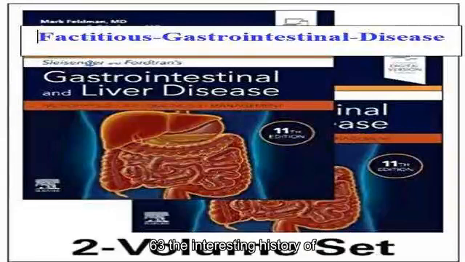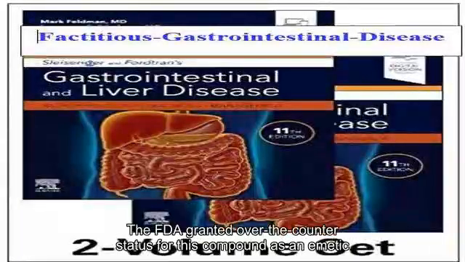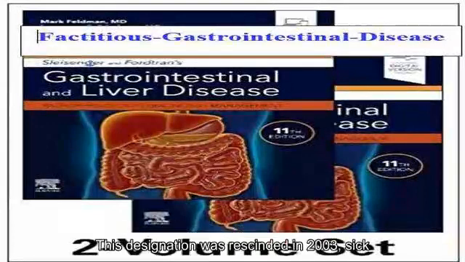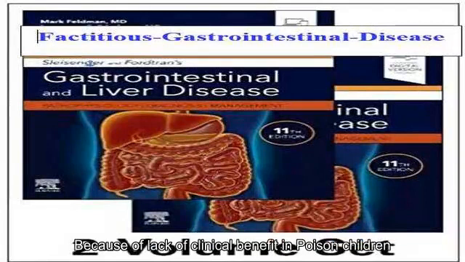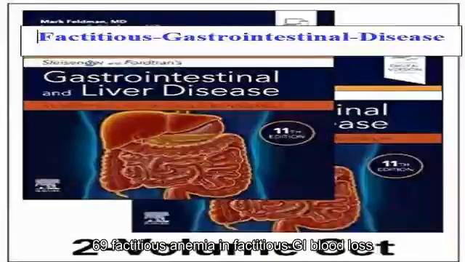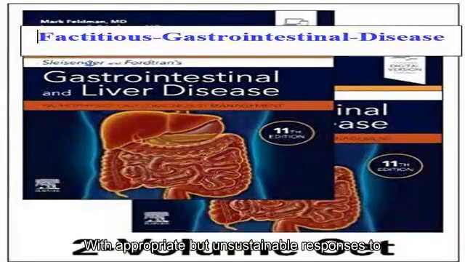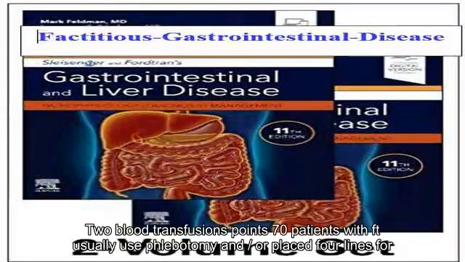63 The interesting history of syrup of ipecac has been reviewed. 67 In 1965, the FDA granted over-the-counter status for this compound as an emetic. This designation was rescinded in 2003, 68 because of lack of clinical benefit in poisoned children, adverse events, and abuse by bulimic patients. 69 Factitious anemia and factitious GI blood loss. Factitious anemia should be considered when there are repeated instances of unexplained sharp drops in the hemoglobin concentration, with appropriate but unsustainable responses to blood transfusions.